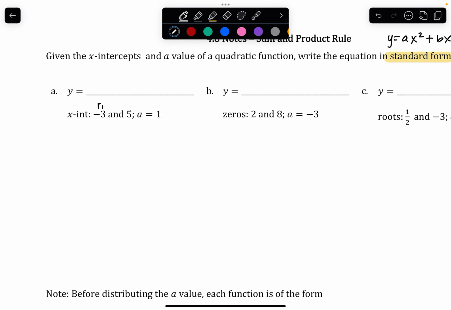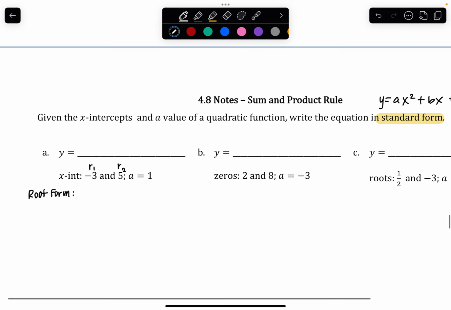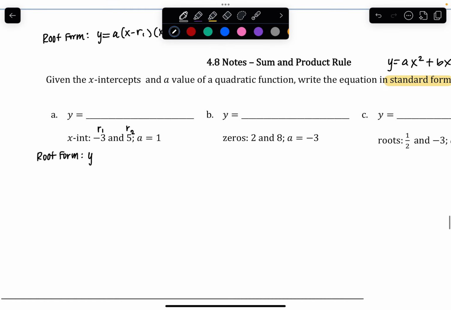This is one of our roots. That is our other root. So if our roots are -3 and 5, we have to start with root form, which is, you still have that a value, but x minus one of your roots, x minus the other root. So you're going to see the opposite of those roots. For root form, our a value is 1, so I'm not going to write the 1. And then we would have x plus 3, x minus 5.